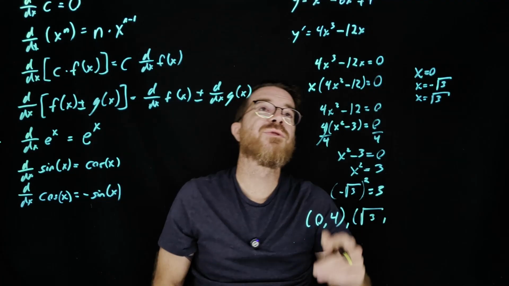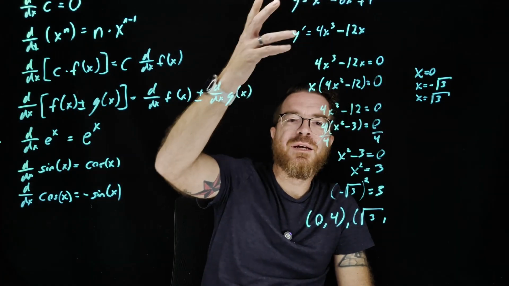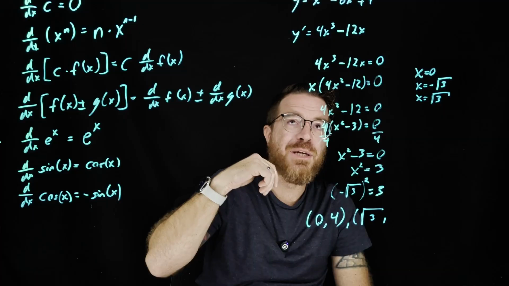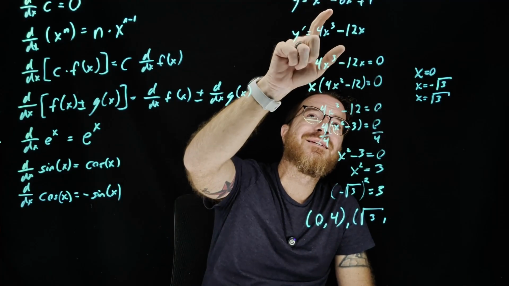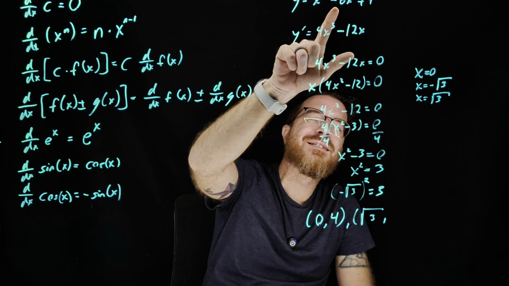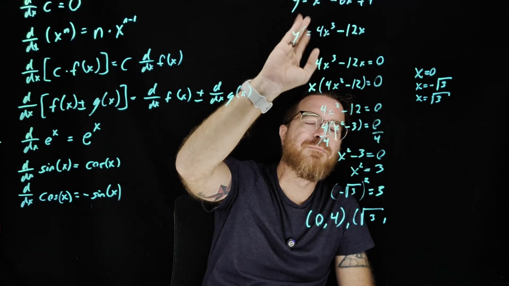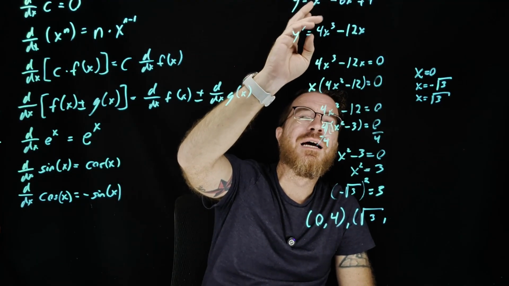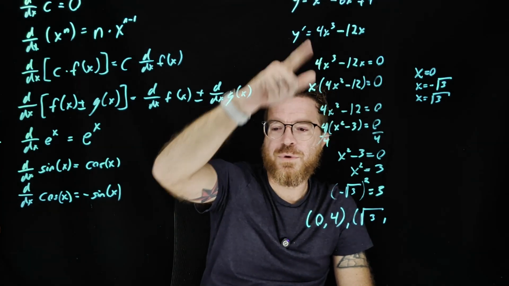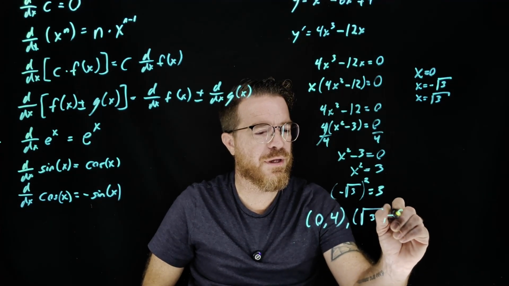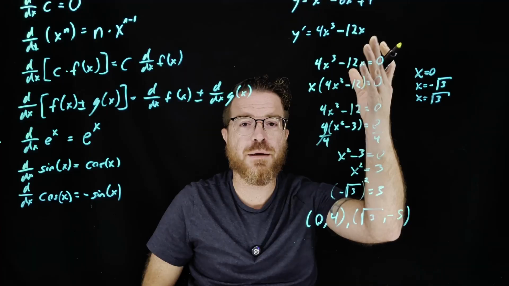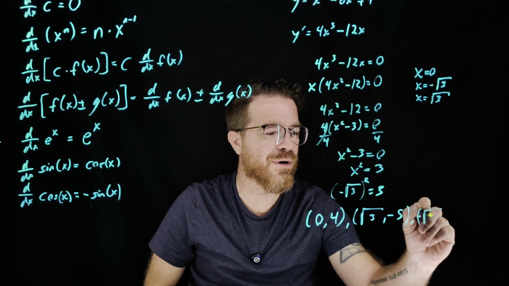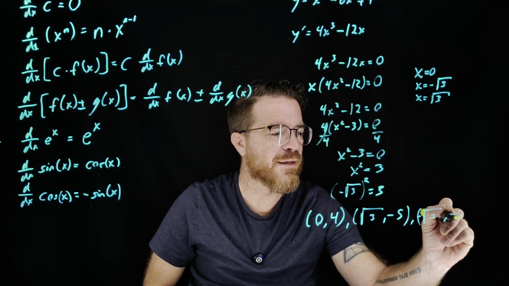So if I plug in the square root of 3, this becomes the square root of 3 to the fourth power, which should be 3 squared, which is going to be equal to 9, minus 6 times square root of 3 squared, which is going to be times 3, so minus 18, plus 4, which is going to give me negative 5. And then, of course, if I plugged in negative square root of 3, I would get the exact same value. So negative square root of 3, negative 5.